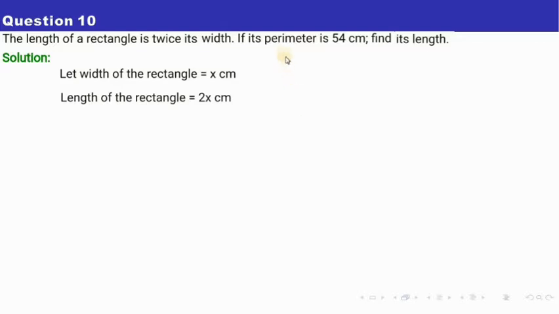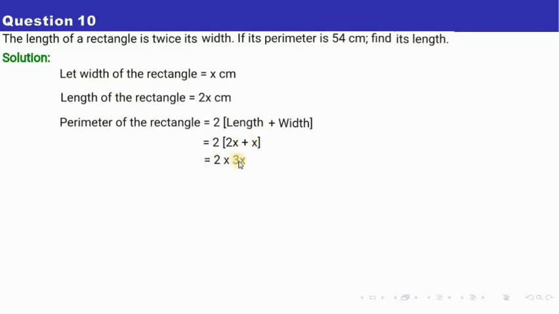Now let us find perimeter, because they are talking about perimeter here. Perimeter can be found using this formula: 2 into (L plus B). You all know the perimeter formula for a rectangle. Now what is L? That is length. Length is 2x, and width is x. So it will be 2(2x plus x). 2x plus x is 3x, so 2 into 3x is 6x. So perimeter is 6x for the rectangle.